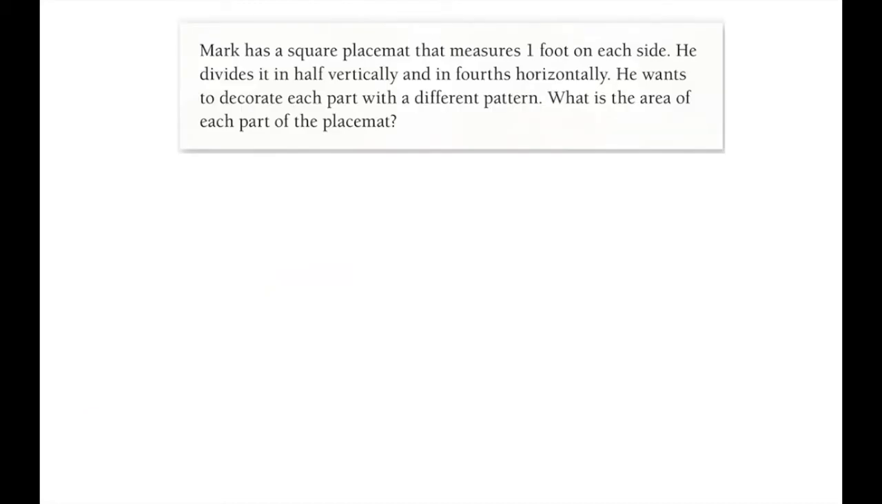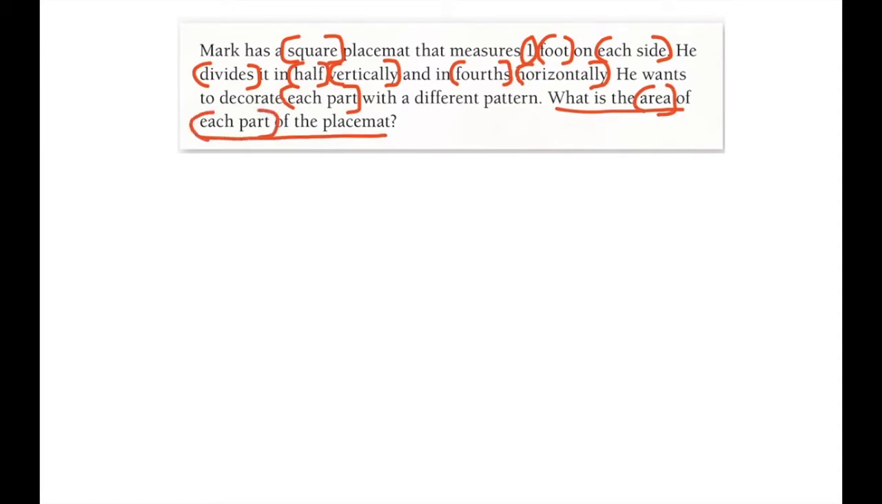Let's take a look at this word problem in Cubs-It. Mark has a square placemat, so that tells me that all sides are equal. That measures 1 foot on each side. He divides it in half vertically. I know vertically goes up and down. And in fourths horizontally, so left to right. He wants to decorate each part with a different pattern. What is the area of each part of the placemat?